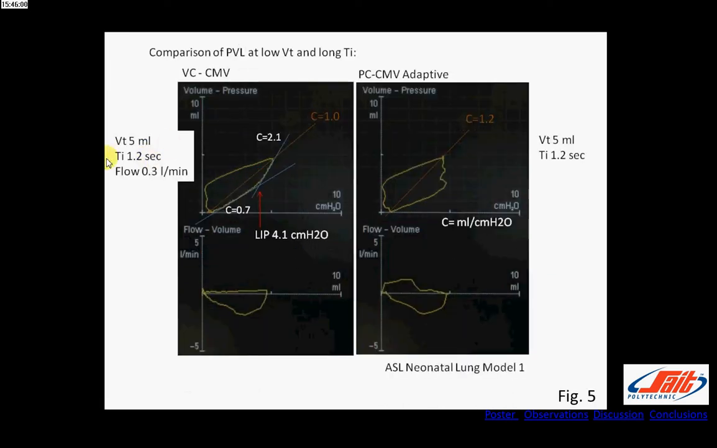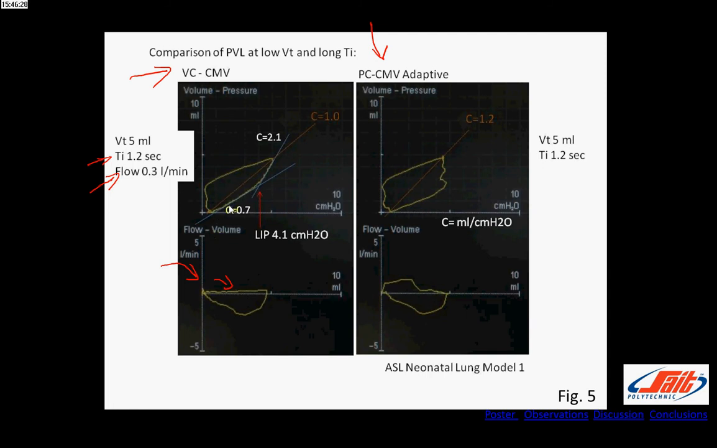So here what I've done is I kept the same basic modes. I had volume control, and now I'm just going to narrow it down to just pressure control CMV adaptive because its waveforms and delivery is very similar to pressure control. And when I extended out the TI to 1.2 seconds, this gives me a really, really low flow rate as indicated on our flow volume loop right here. You can see I've got that very, very low inspiratory flow.